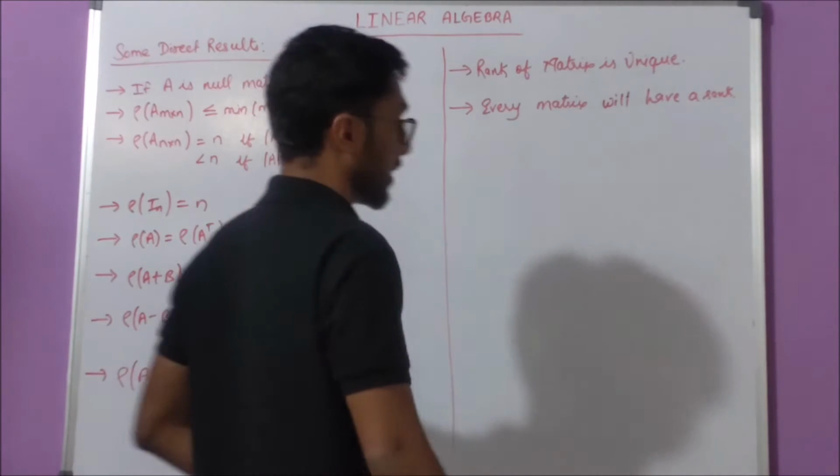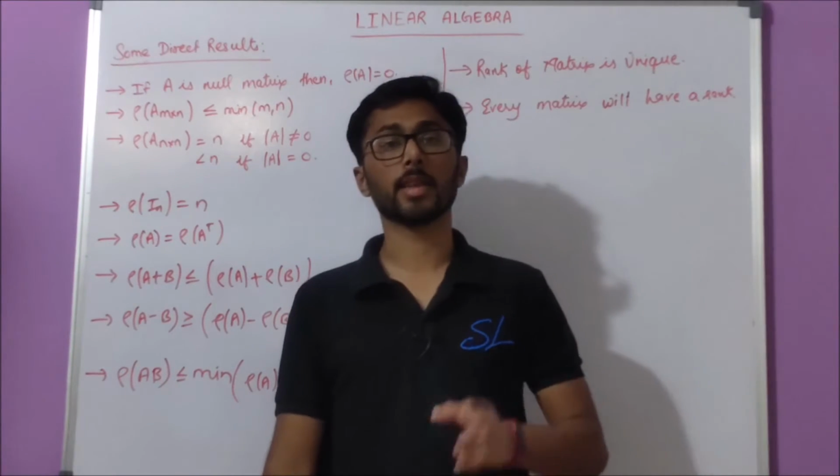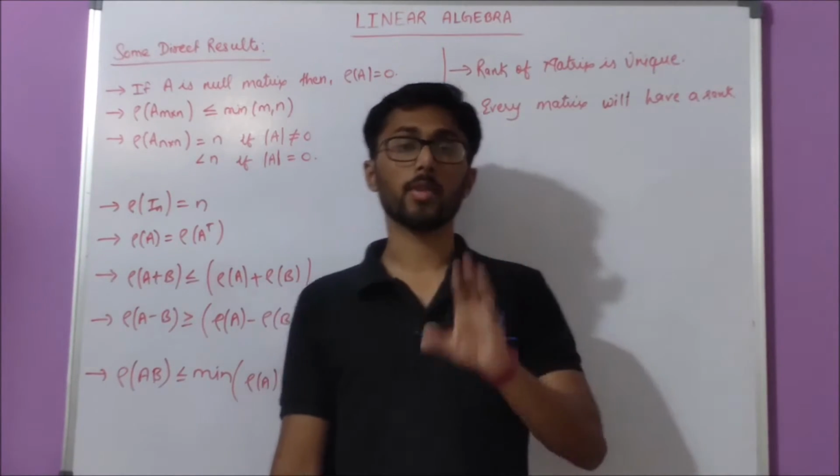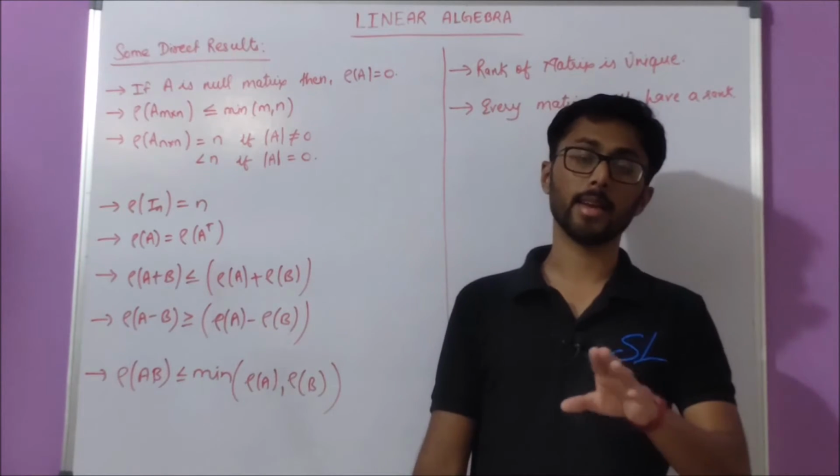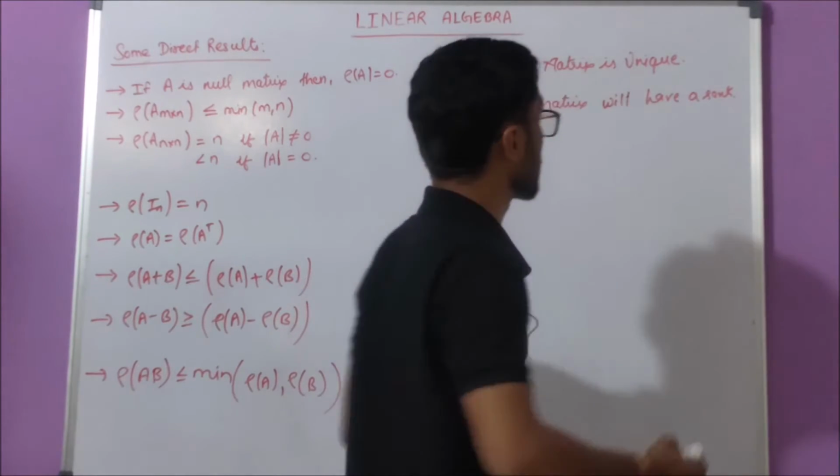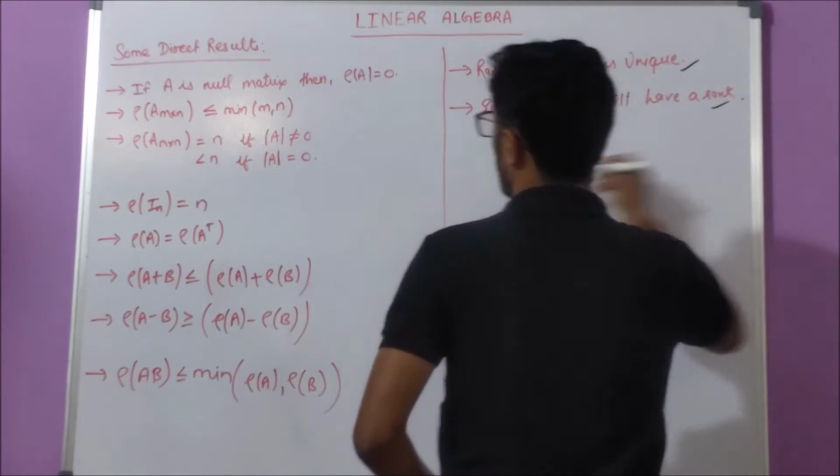The first result is if a matrix is a null matrix, then its rank will be equal to 0.